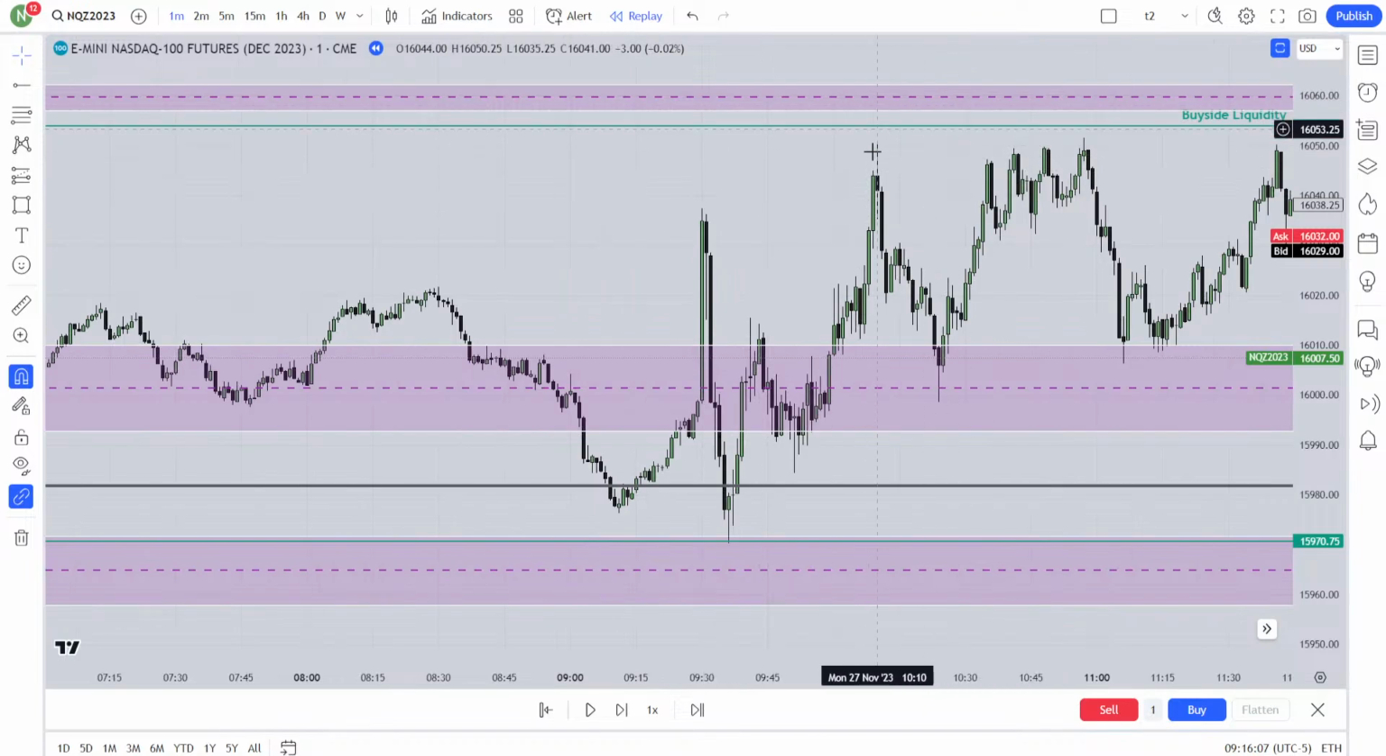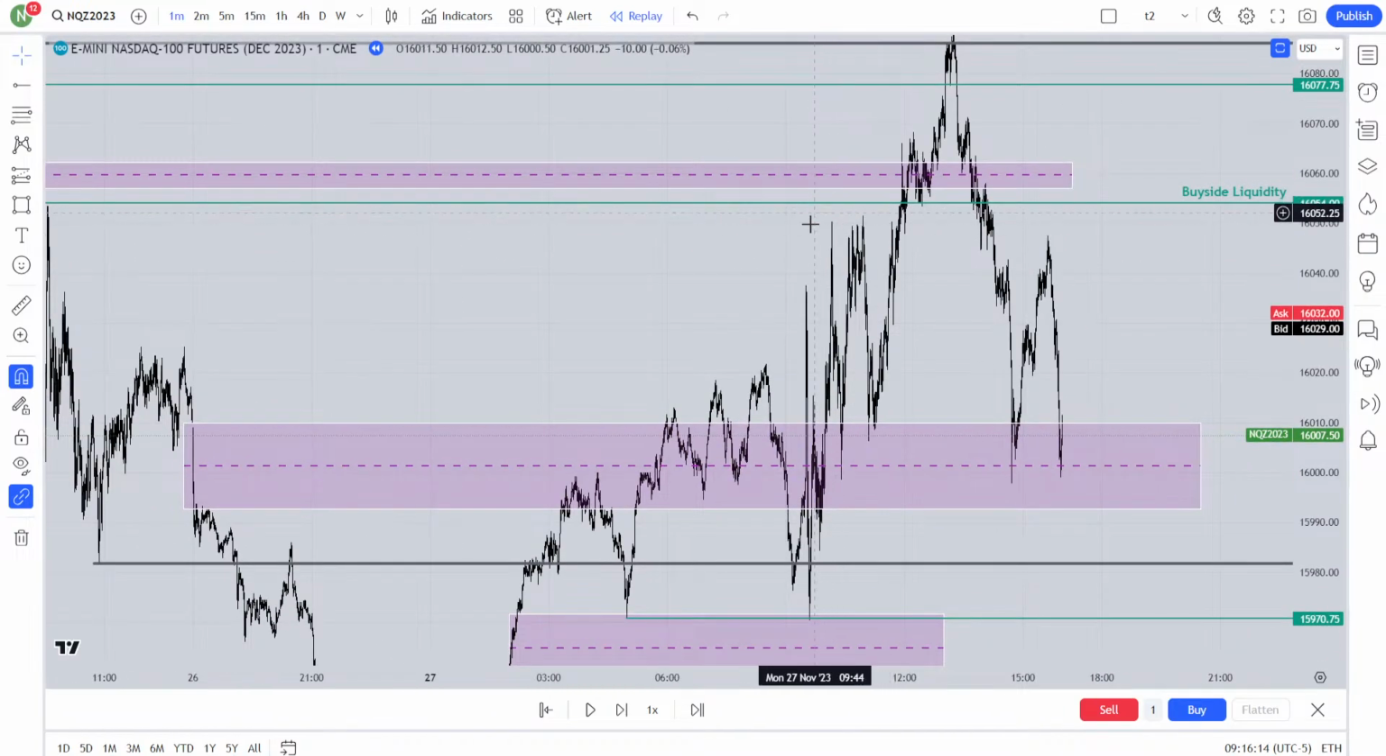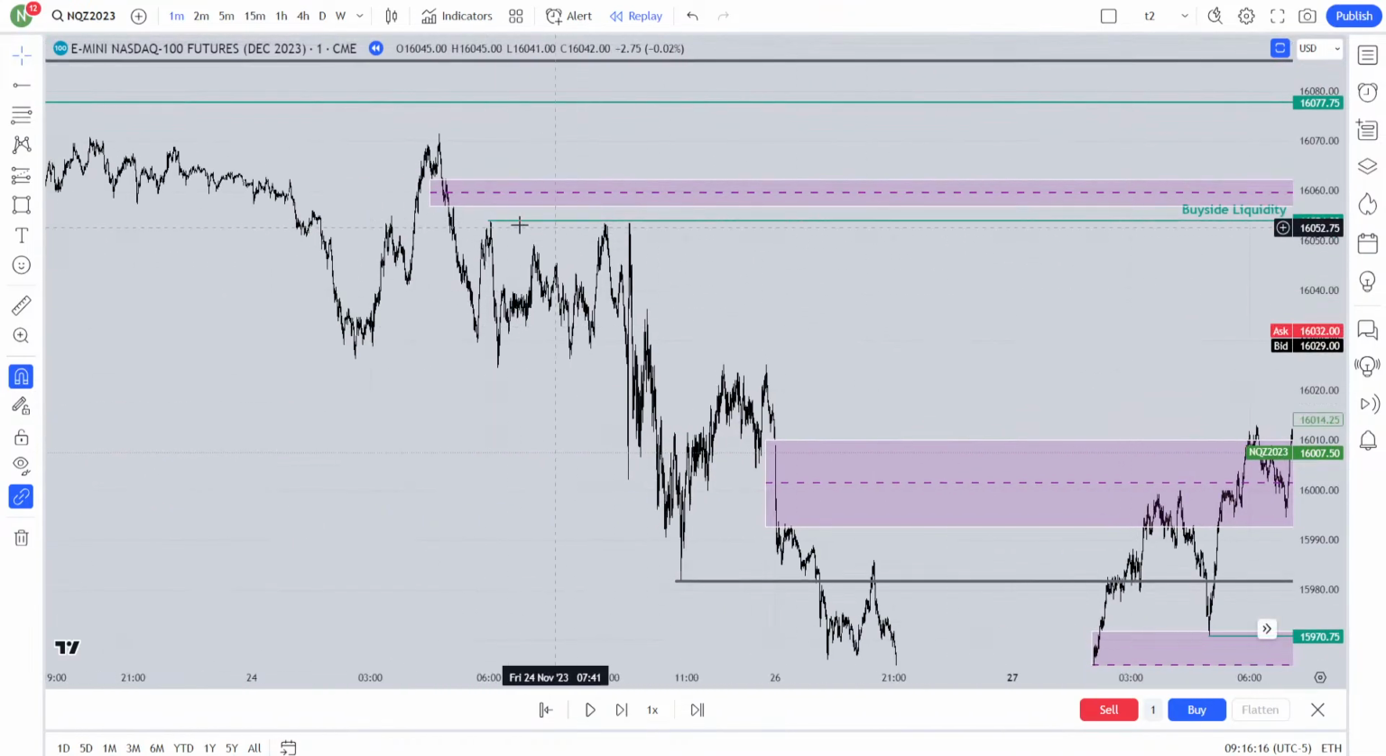Is this buy side liquidity from here? No. I have marked that buy side liquidity from here. This is my buy side liquidity. Okay, it didn't make the buy side liquidity here. It has made the buy side liquidity here.